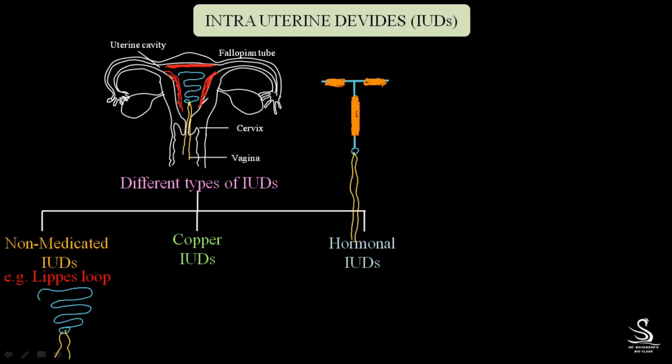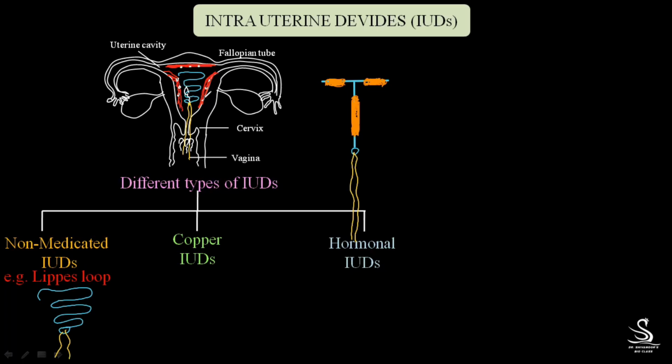Suppose now this woman, after placing the non-medicated IUD, is involved in coitus. Then the sperms are released by the end of the coitus. They will enter the uterus, and after that, what will happen with those sperms? Those sperms undergo phagocytosis by the phagocytic cells present inside the uterine wall. In that way, they help in bringing about contraception.